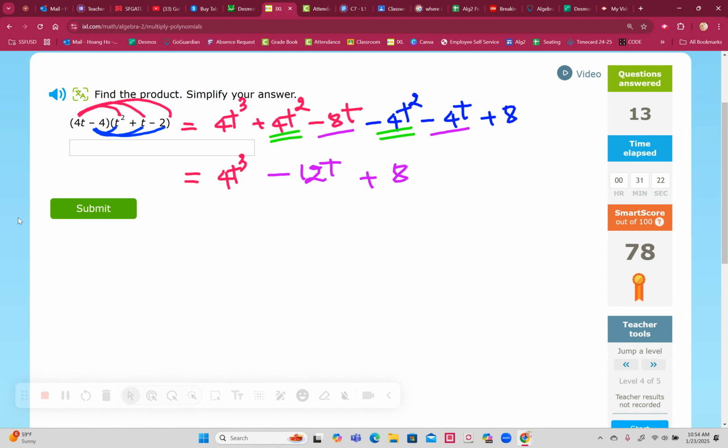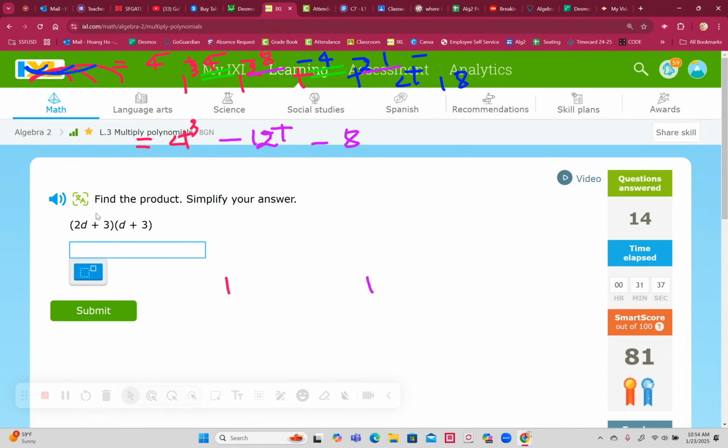Alright, so enter into the box with no space. 4t cubed. Move the cursor down, subtract 12t, and then plus 8. No space. Alright? It says that's right.